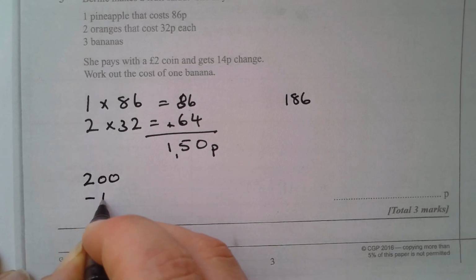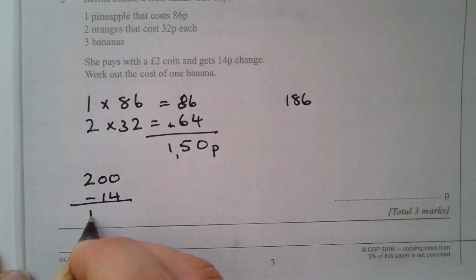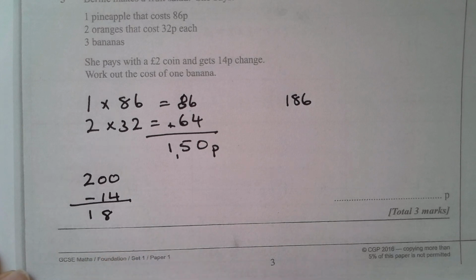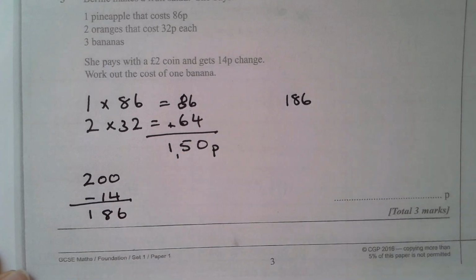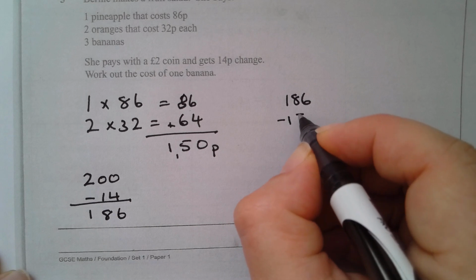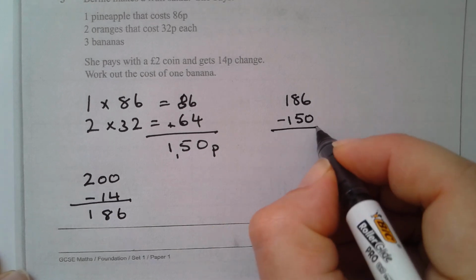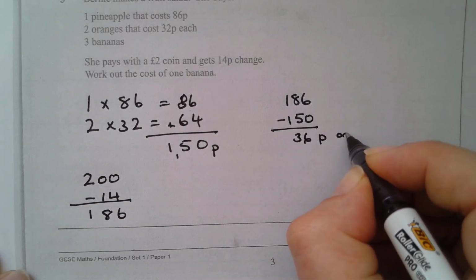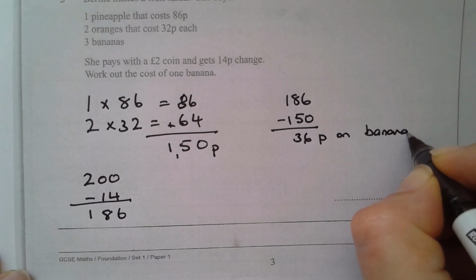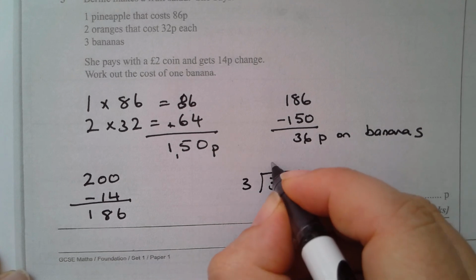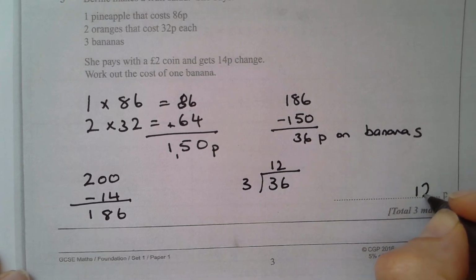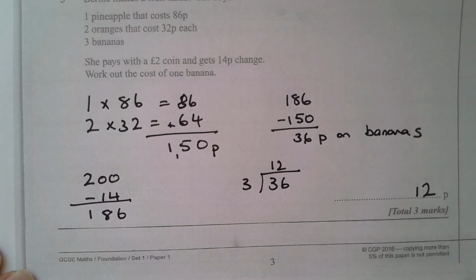200 subtract 14 equals 186. So we're looking at this here, £2, subtract 14 gives you 186. 186 subtract 150. 12 pence per banana. 3 bananas, 12 pence is 36 pence.